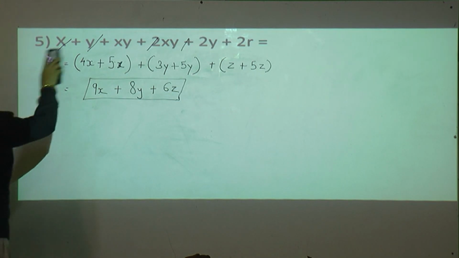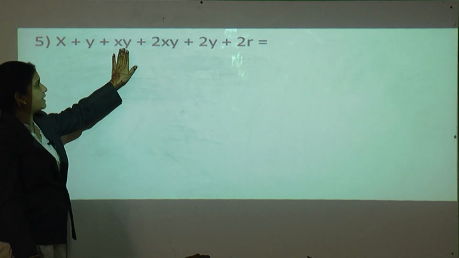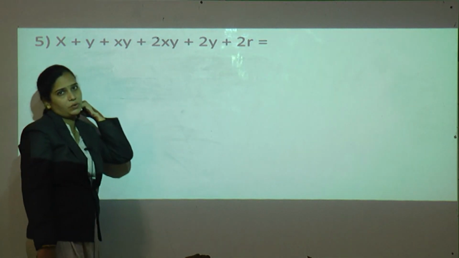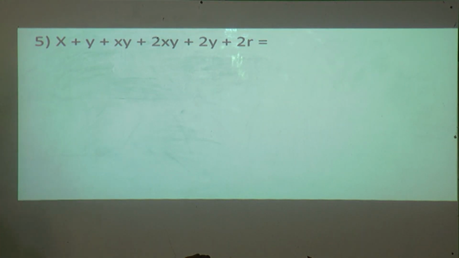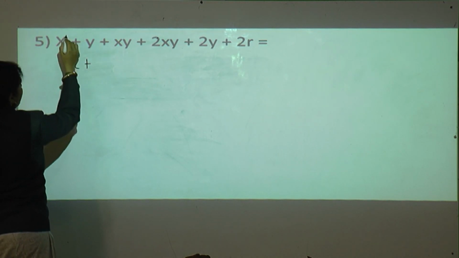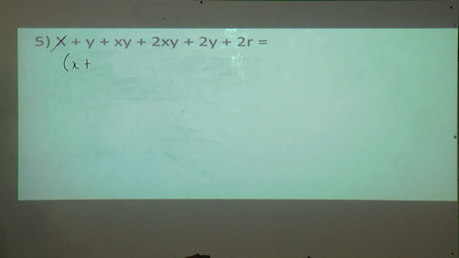Now fifth one, here x plus y plus xy plus 2xy plus 2y and plus 2x. So we'll take first x together, only x is there. So what to do, students? Can I take xy? No. We'll see now what to do, students. Tell me the answer. Just keep x as it is, isn't it?